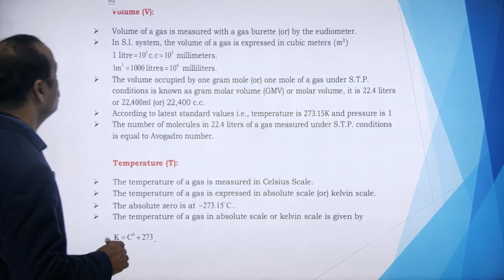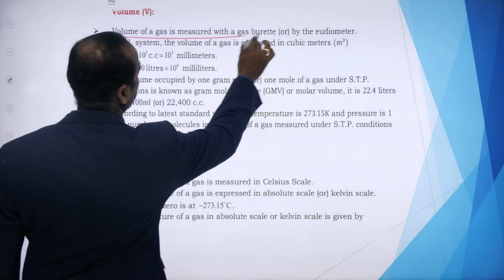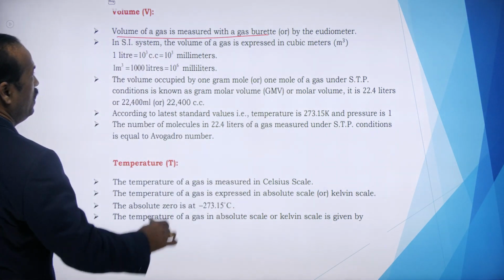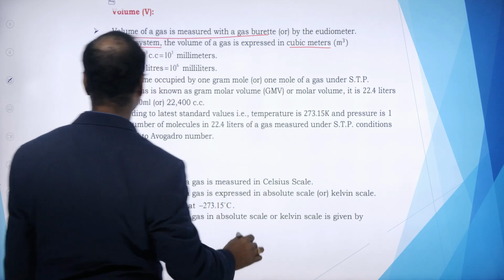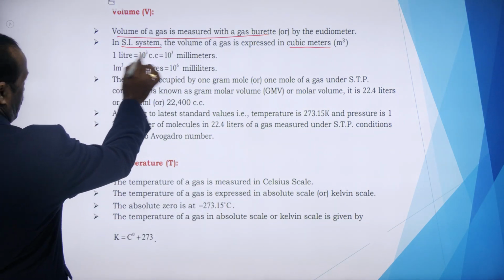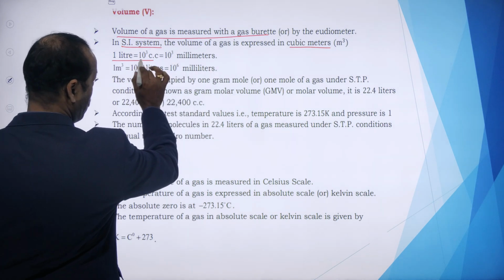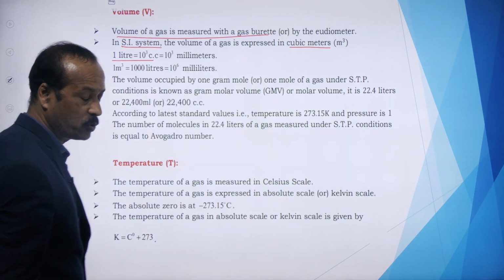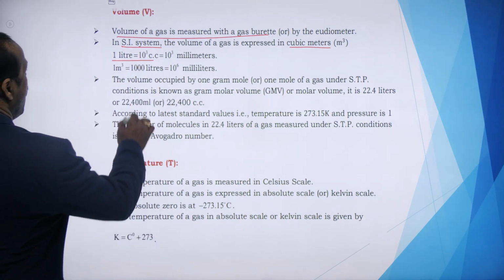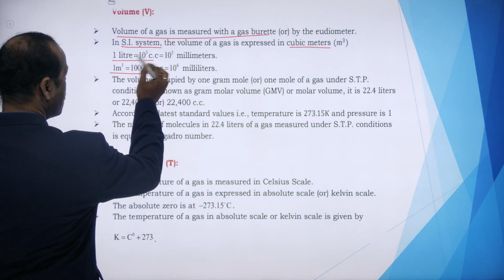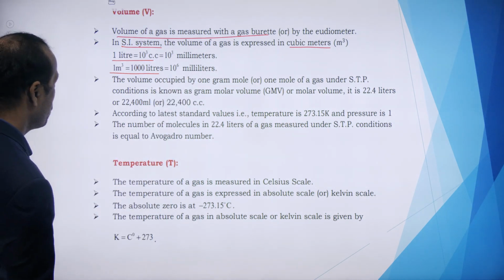The volume of a gas is measured with a burette or eudiometer. The SI unit of volume is the cubic meter. 1 liter is equal to 10^-3 cubic meter. This you have to remember, because we have to do some numericals and in solving them we require this. And 1 cubic meter is equal to 1000 liters, which is also equal to 10^6 milliliters.